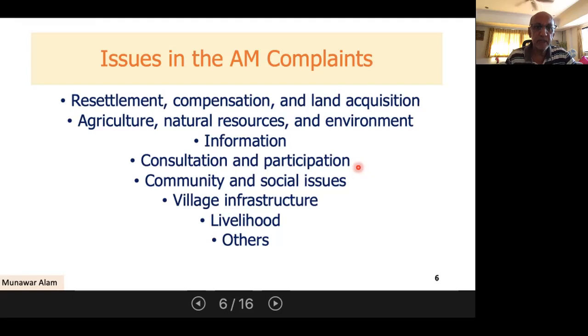So people have to be informed, and many of these people are illiterate. They cannot read, write. So they have to be informed verbally, and people have to consult them. So these are the practical issues that are faced.